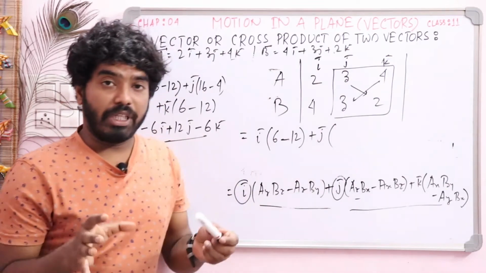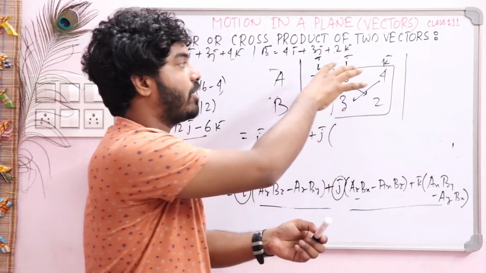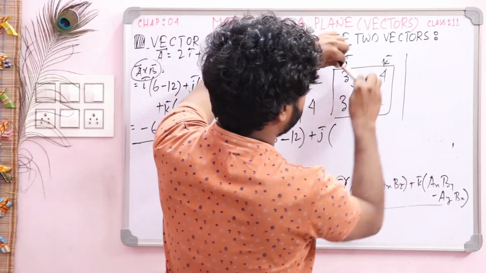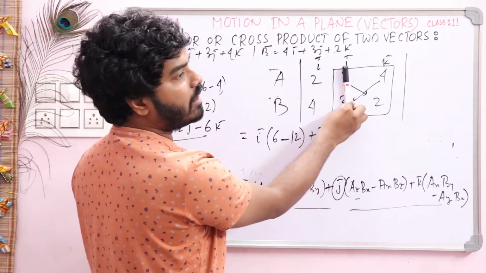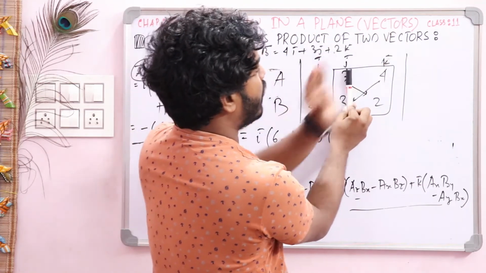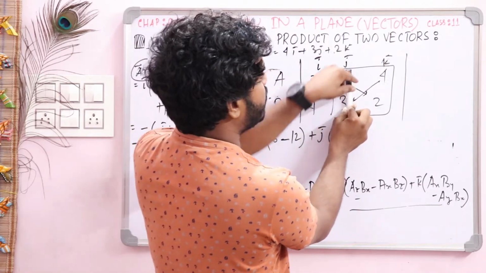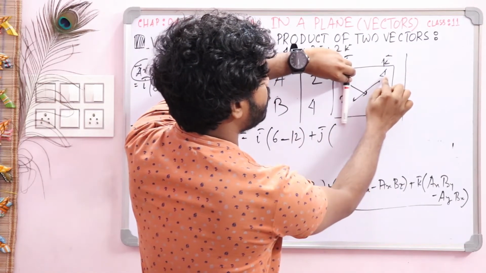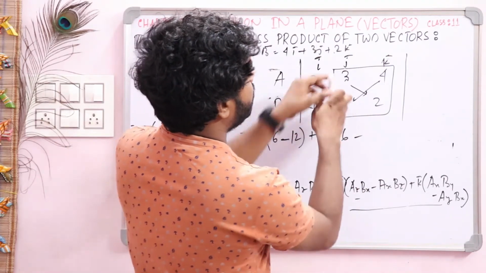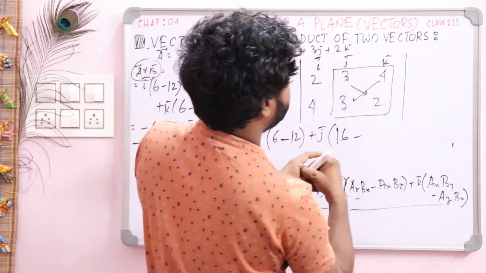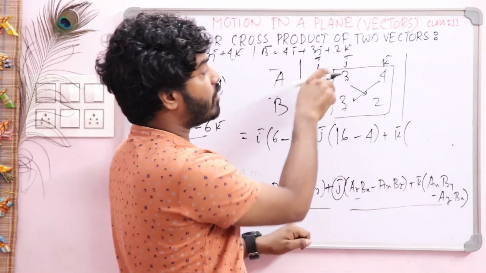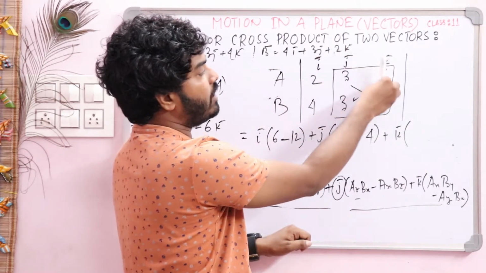Okay, same method. When you are considering j cap, you just forget about the corresponding row and column. That means this line i j k and this line. So the remaining is 2 4 4 2. Now you just go forward, at first forward step you have to multiply 4 to 4. So this one becomes 16, minus then 2 into 2, that is 4, plus k cap.